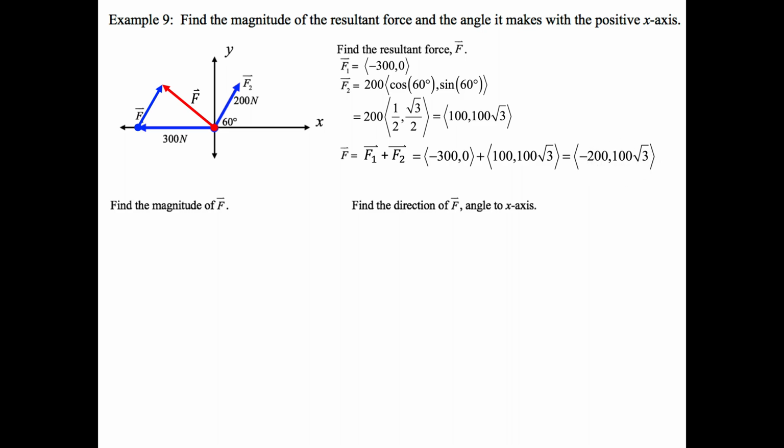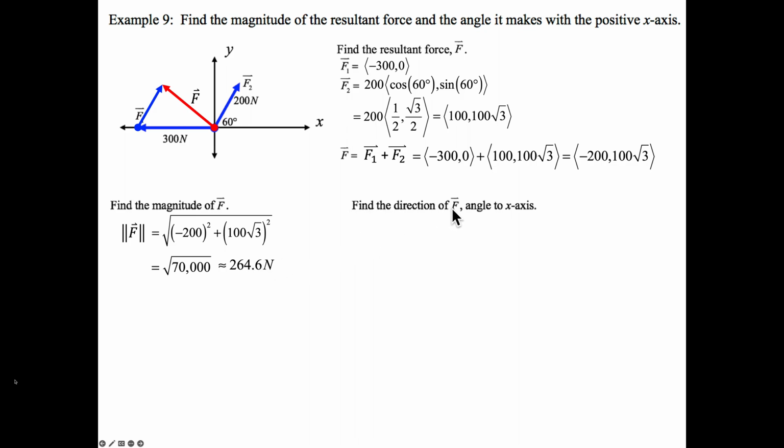So once I have the force vector in component form, I can find its magnitude. The square root of 200 squared plus 100 radical 3 squared. Again, you don't have to put the negative in there. That's optional. So that will be 70,000 on the inside. Just let your calculator crunch everything out. Take the square root of that, and we are approximately 264.6 newtons for that force.